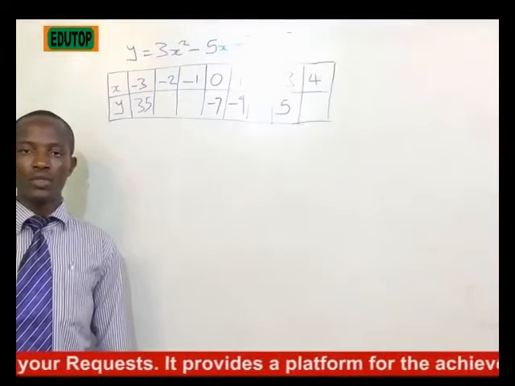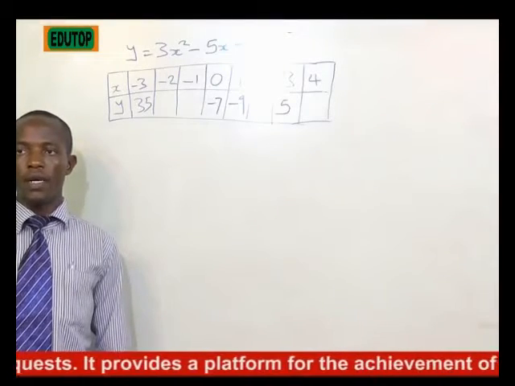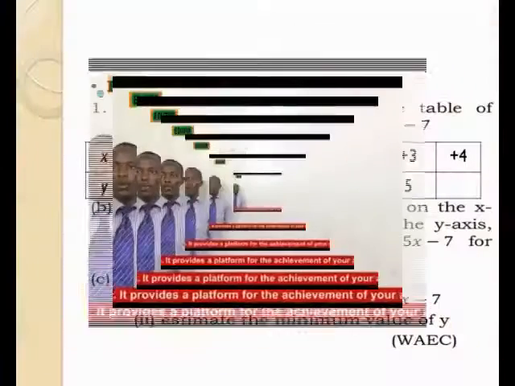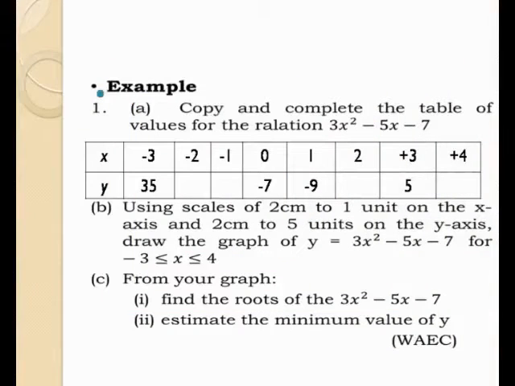We'll now be taking examples of quadratic graphs. Example 1. Copy and complete the table of values for the relation y equals 3x squared minus 5x minus 7. We'll be given a table with the values of x from minus 3 to 4, that is, minus 3 is less than or equal to x, and x is less than or equal to 4.